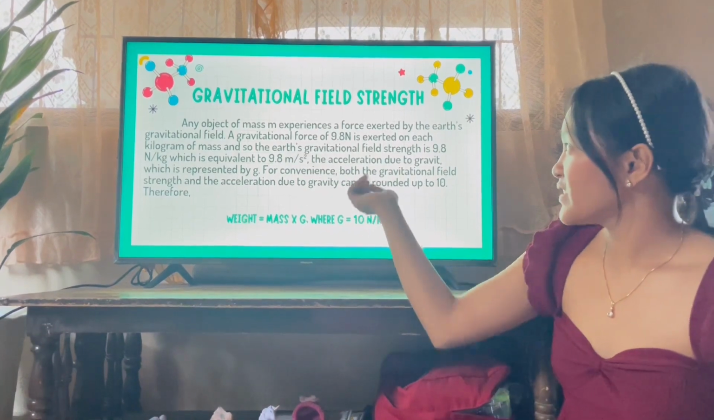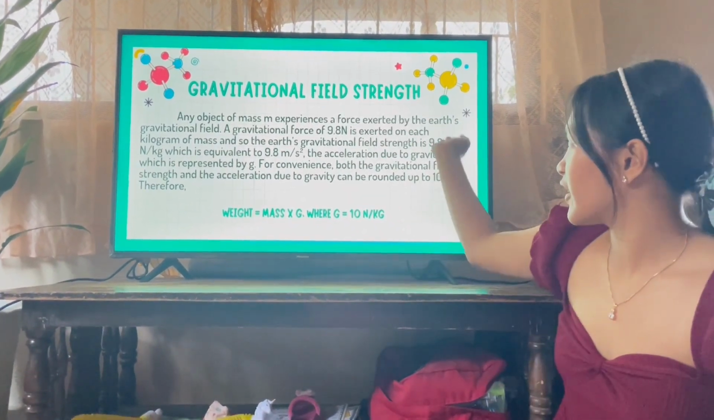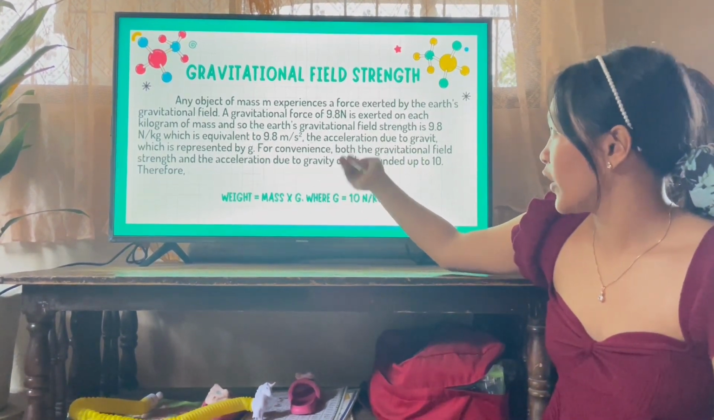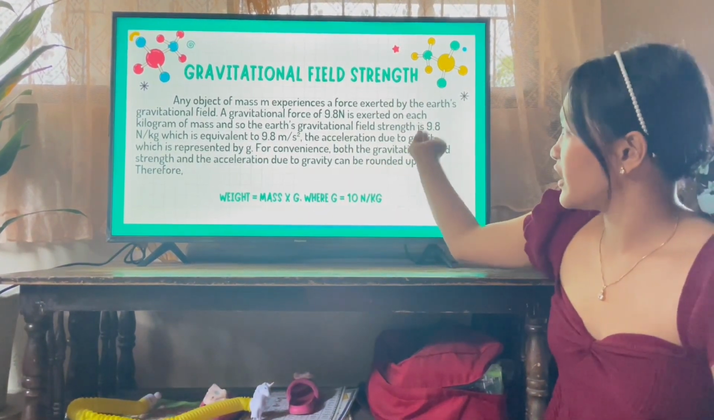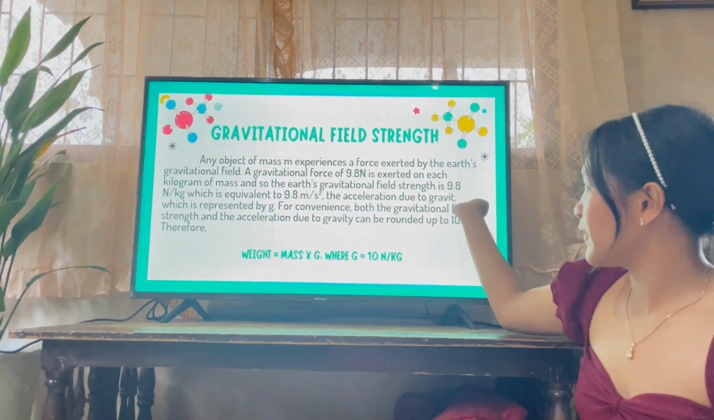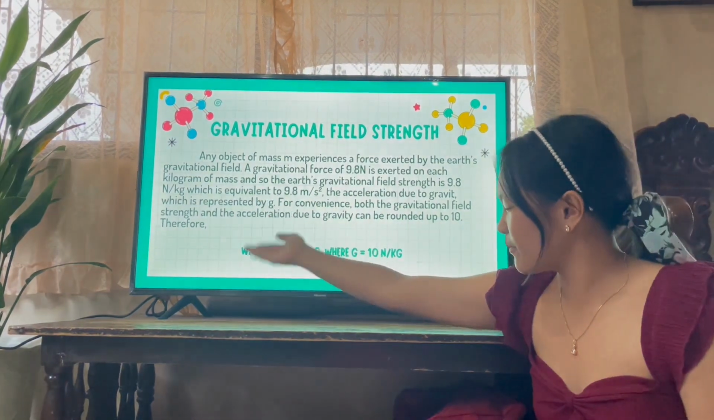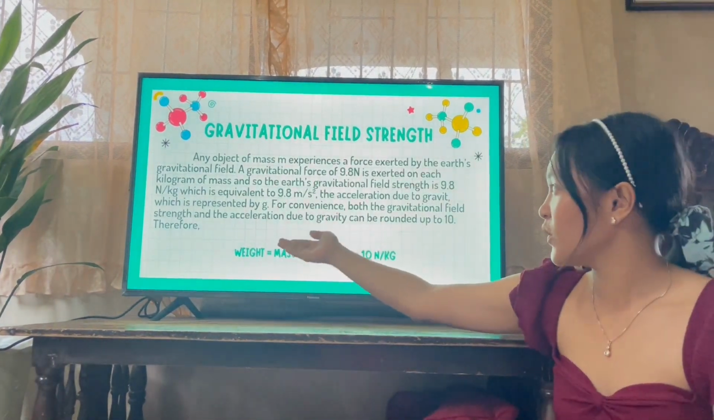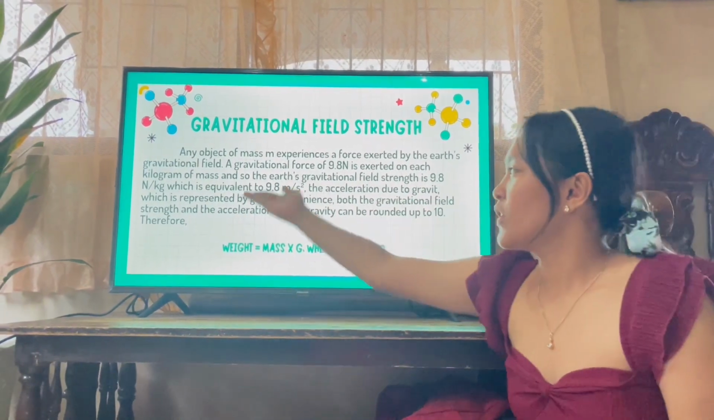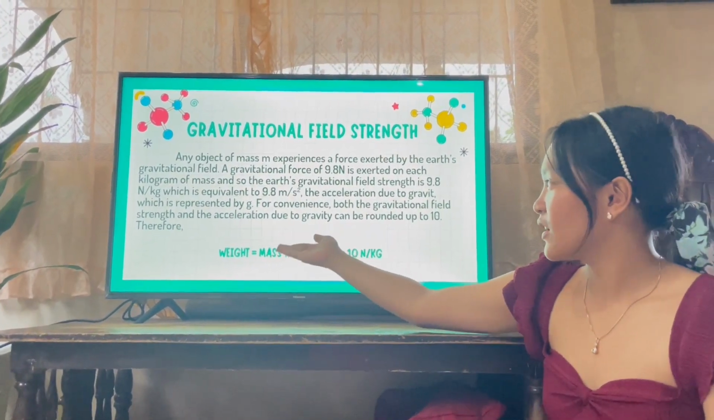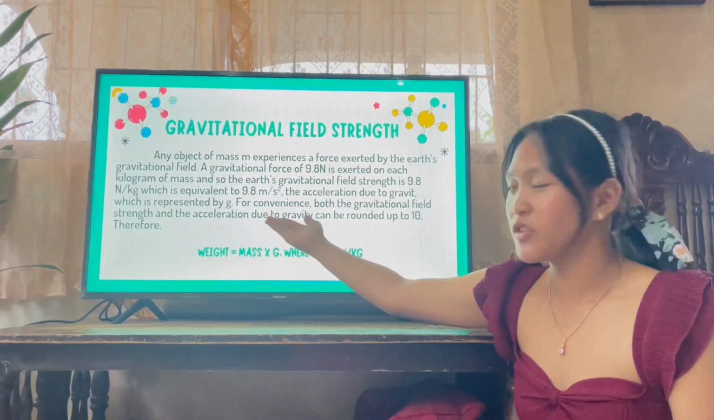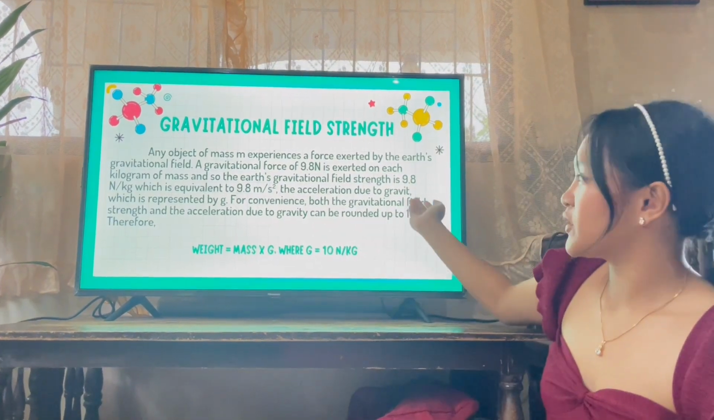Any object of mass experiences a force exerted by the Earth's gravitational field. A gravitational force of 9.8 newtons is exerted on each kilogram of mass, and so the Earth's gravitational field strength is 9.8 newtons per kilogram, which is equivalent to 9.8 meters per second squared, the acceleration due to gravity, which is represented by the gravitational field. For convenience, both the gravitational field strength and the acceleration due to gravity can be rounded up to 10.